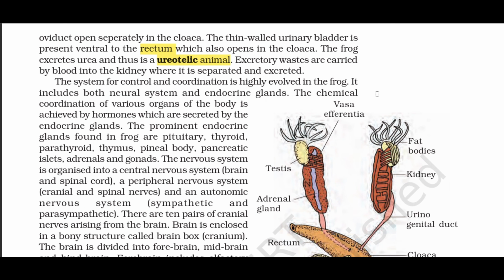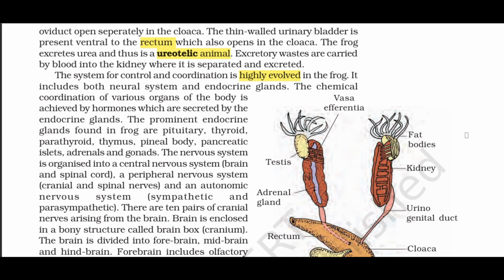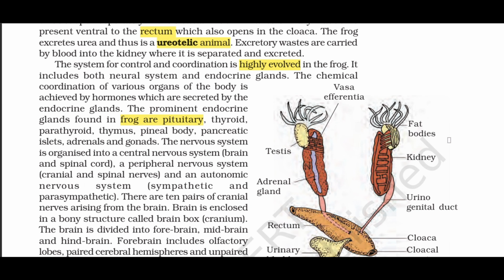The system for control and coordination is highly evolved in the frog. It includes both neural system and endocrine glands. The chemical coordination of various organs of the body is achieved by hormones which are secreted by the endocrine glands. The prominent endocrine glands found in frog are pituitary, thyroid, parathyroid, thymus, pineal body, pancreatic islets, adrenals and gonads.